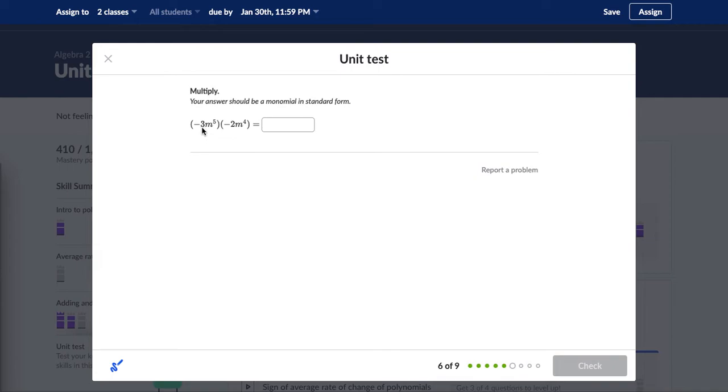What we're looking at here is we multiply the coefficients together. Negative 3 times negative 2 is going to give us positive 6. And then we multiply the variables together. So m to the 5 times m to the 4 is m to the 9. So that was a little bit simpler than the last one.